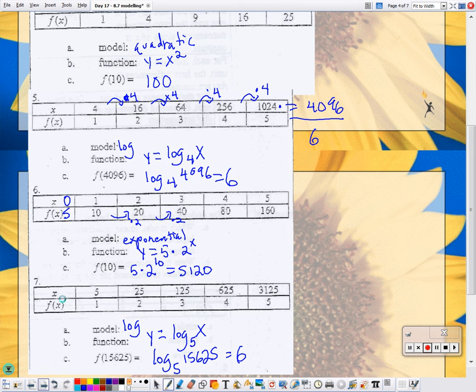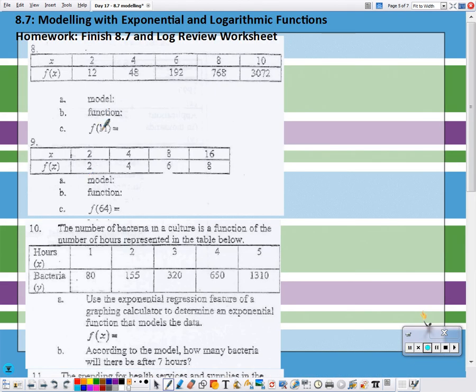Number 8, I want everyone to try number 8 and number 9. No, actually, check that. Don't try number 8 and number 9. Just take a look at the patterns for a second. What do you notice about the x values in number 8 and the y values in number 9?